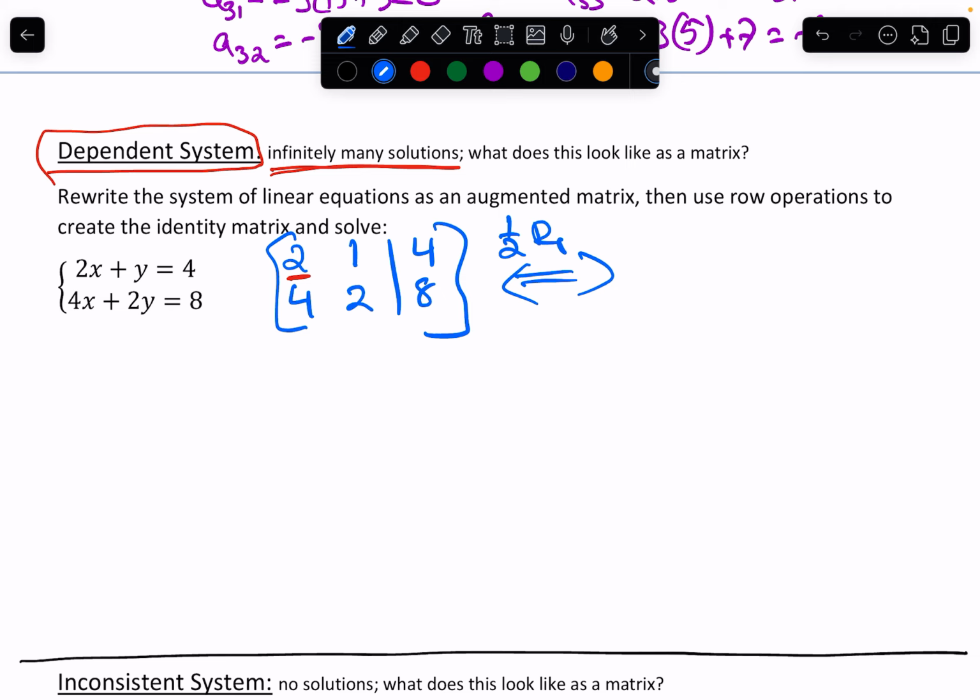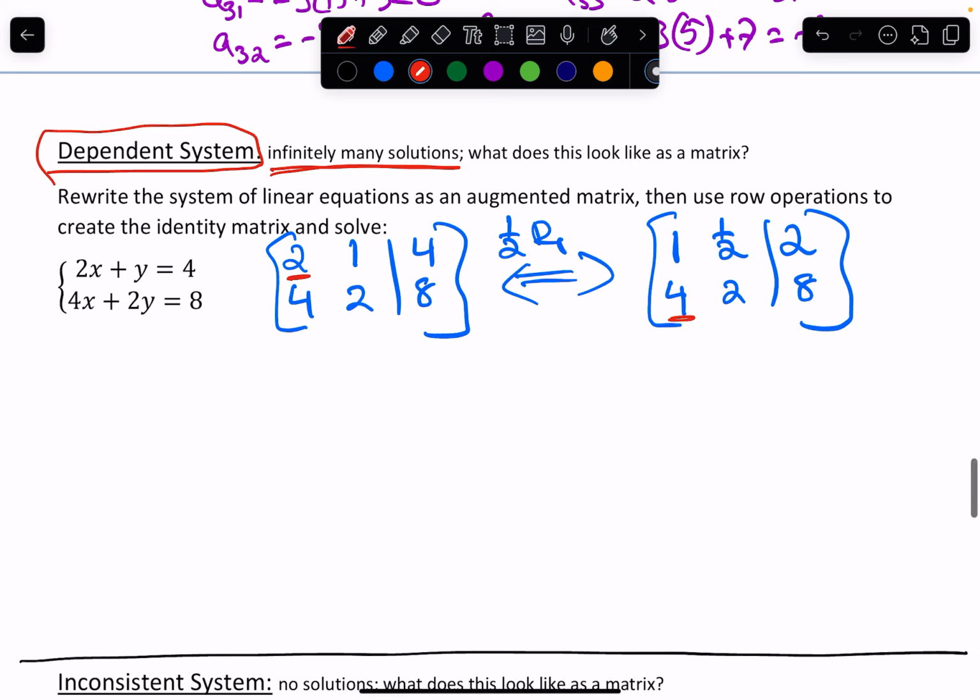So 2 times a half is 1. Half times 1 is a half. 4 times a half is a 2. The second row did not change. Looks like this. Now, we need a 0 here. So we are going to multiply the first row by the opposite of this number here. So -4 row 1 and add it to row 2.